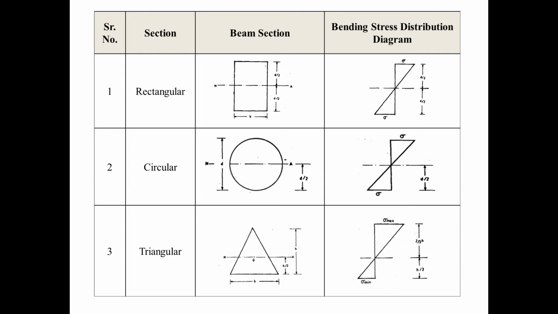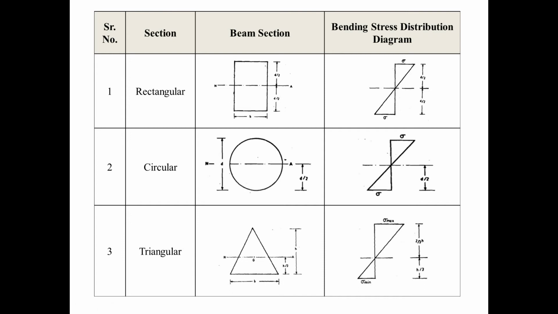Okay, now these are the bending stress distribution diagrams for the different sections. The first is the rectangular section. For the rectangular section, this is the bending stress distribution diagram. It goes like this and like this. Either it may be tension or it may be compression. Sigma may be tension, sigma may be compression, depending upon the loading, whether the loading is in the upward direction or in the downward direction.